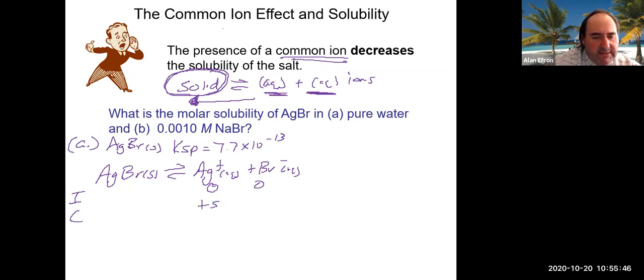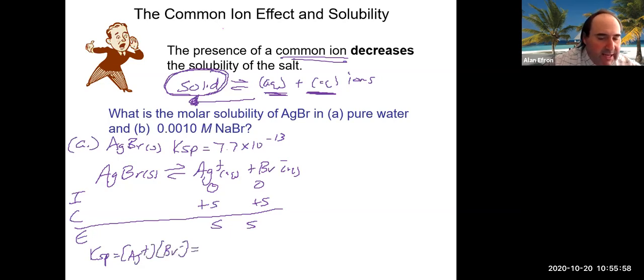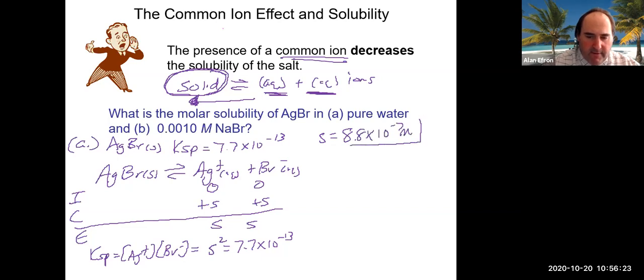Change would be plus S like we did before. That is going to give us S and S. Our KSP here would be our silver ion times our bromide ion, which is essentially S squared, and would give us 7.7 times 10 to the minus 13, giving us an S of, what do we got there? Square root of that would be 8.8 times 10 to the minus 7 molar, our molar solubility of silver bromide in water.